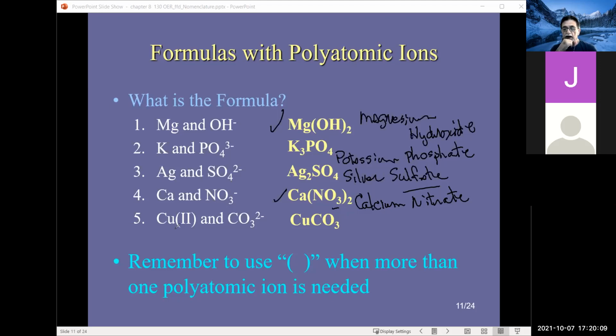And then finally, we got copper. Since we're using Roman numeral 2, we got to continue it. So it's copper, include the Roman numeral 2, carbonate.